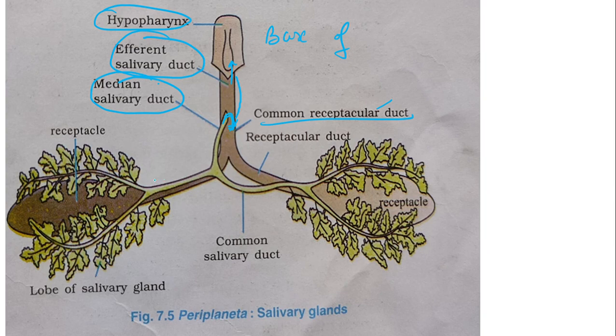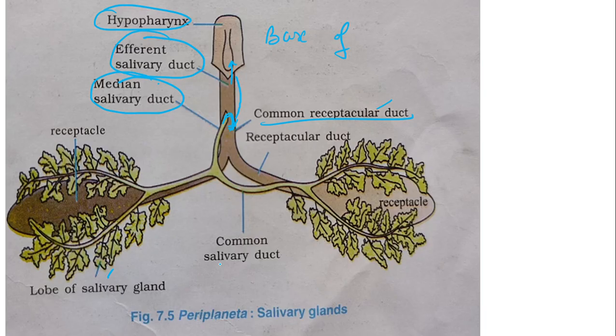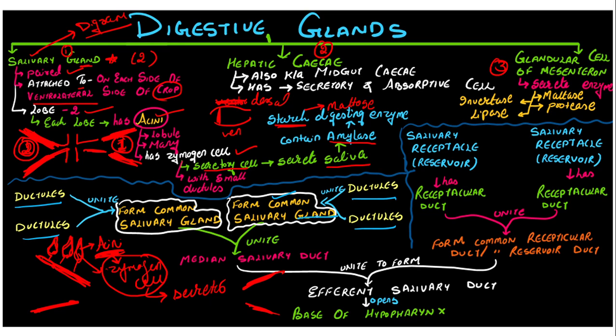Okay, repeating myself again. Where is it? The lobe of the salivary gland. Let me show you here. Okay, ductules from one side, ductules from another side. They will unite to form the common salivary duct. I have written gland, but the common salivary duct is present. Now, the common salivary ducts unite together to form the median salivary duct. This much is there for the salivary gland.